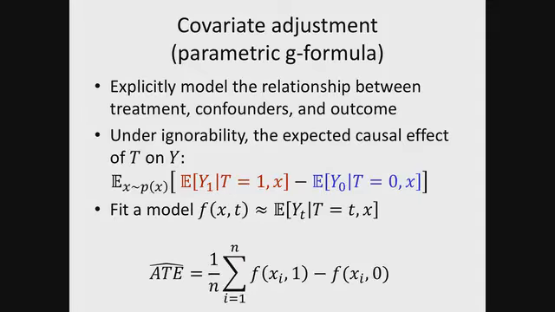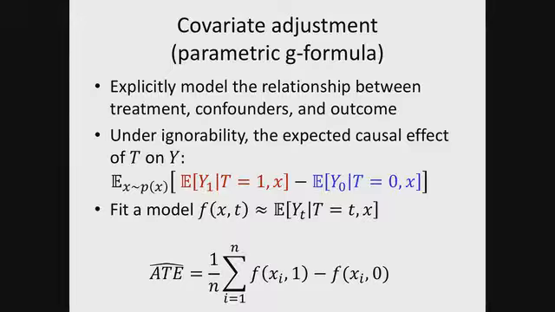So this is just from the previous slide, and this is now where we get the reduction to machine learning. We're going to use empirical risk minimization, or maybe some regularized empirical risk minimization, to fit a function f, which approximates the expected value of yt given capital T equals little t, comma x. And then once you have that function, we're going to be able to use that to estimate the average treatment effect by just implementing now this formula here.